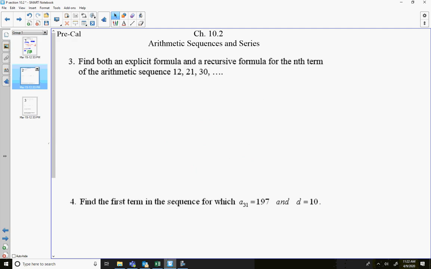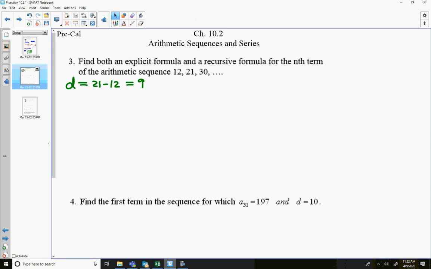All right. Next, find both an explicit formula and a recursive formula for the nth term of the arithmetic sequence that is shown. For starters, they already told us it is an arithmetic sequence. The first term is 12. The common difference here would be 21 minus 12, or 30 minus 21, whatever you do, you should get an answer of 9.